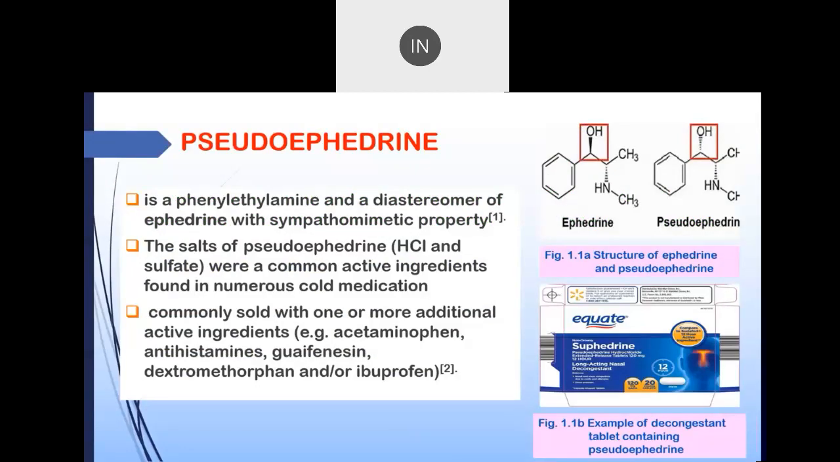Pseudoephedrine is a phenylethylamine and a diastereomer of ephedrine with sympathomimetic property. The salt of pseudoephedrine, normally in hydrochloride and sulfate form, is a common active ingredient found in numerous cold medications. It is commonly sold with one or more additional active ingredients such as acetaminophen, antihistamine, guaifenesin, dextromethorphan, and or ibuprofen.